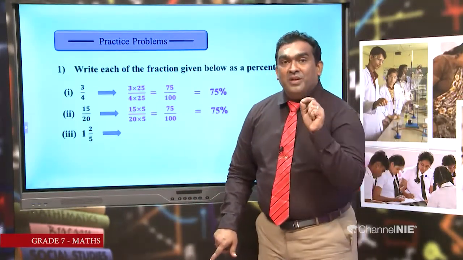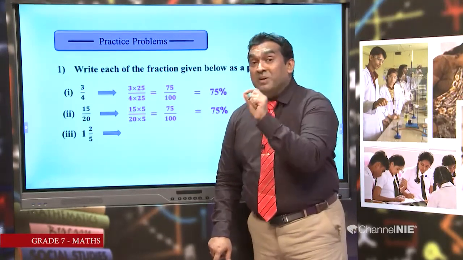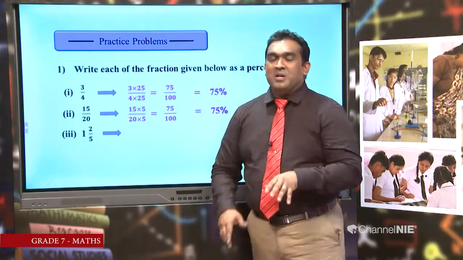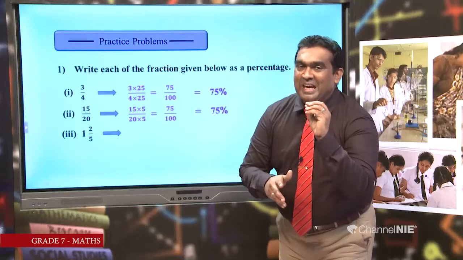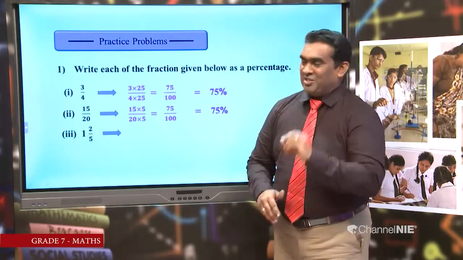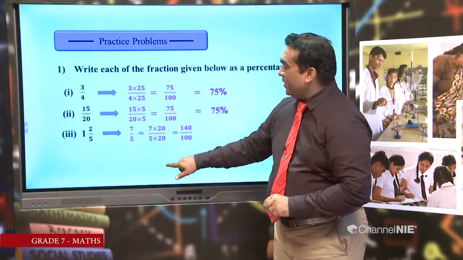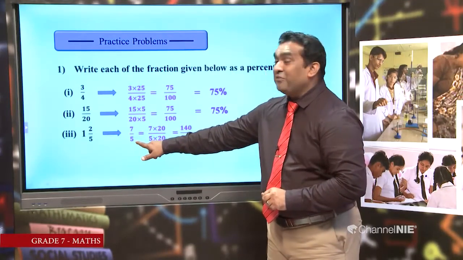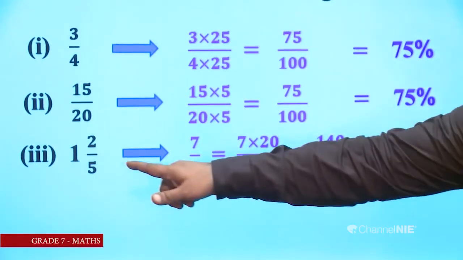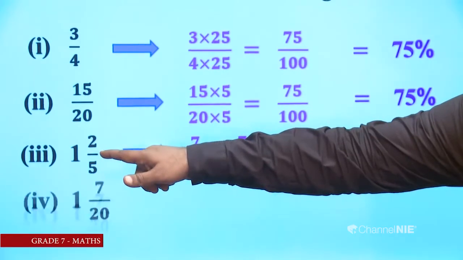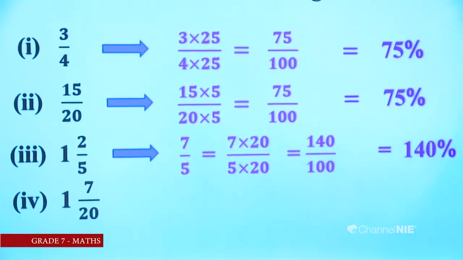When converting mixed numbers into improper fractions, there is a condition. What is that condition? No change in the denominator. No change. Here denominator is 5. Here also denominator 5. Then how did you get 7? You multiply 5 and 1. 5 into 1, 5 plus 2, 7. Therefore, 7 over 5.